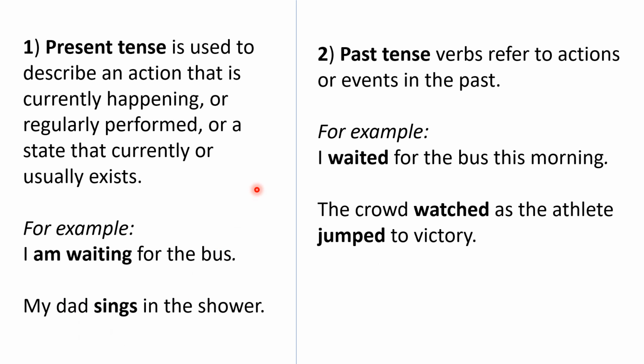We also have past tense verbs, and these refer to actions or events in the past, so something that's already happened. For example, I waited for the bus this morning. The crowd watched as the athlete jumped to victory. These are all things that have already happened in the past.